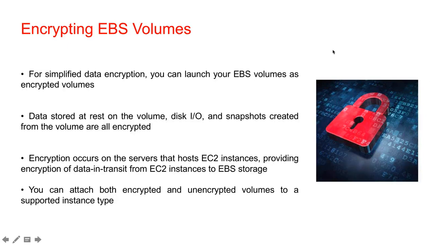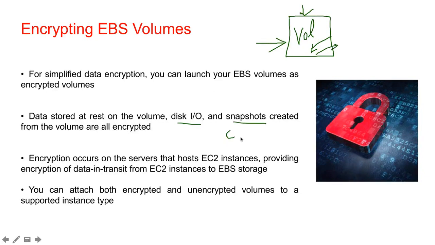You can attach both the encrypted and the unencrypted volumes to a supported instance type. Now what happens is that, let's suppose that this is your EBS volume. Now you can perform the encryption. Whenever you perform the encryption, anything that you store on this volume, each bit of data gets encrypted. The disk I/O, which means all the input or output operations that carry on this volume, and the snapshots. We'll discuss the snapshots. Snapshots are the copies of your volumes, so they help you to create the backups of your volumes. So all these things get encrypted automatically.